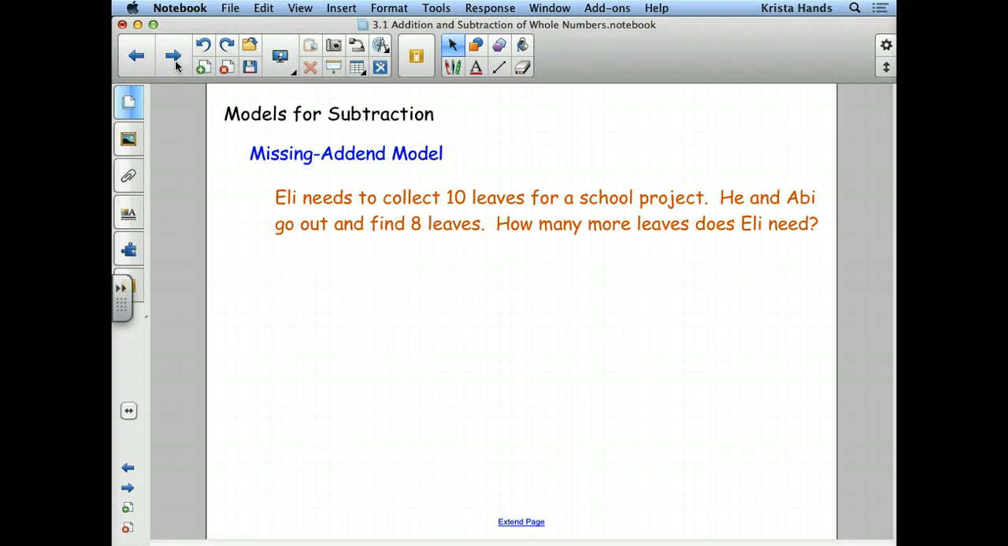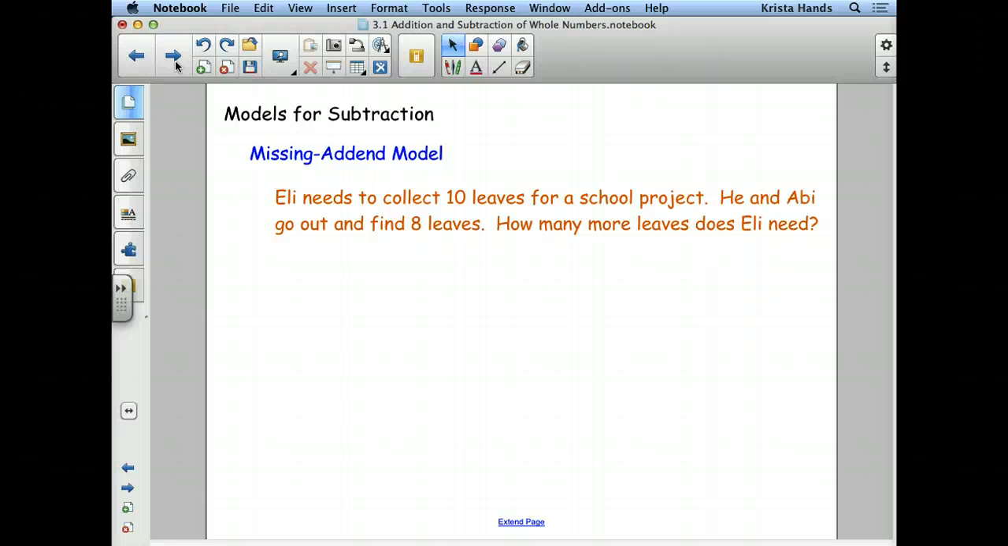All right, let's talk about the next one. The next one is the missing add-ins model. The missing add-ins model has this feel that I need something for some purpose, and I don't quite have all of what I need. I'm missing something to have what I actually need. So here's my example. Eli needs to collect 10 leaves for a school project. He and Abby go out and find 8 leaves. How many more leaves does Eli need?